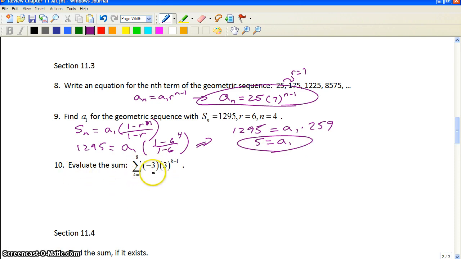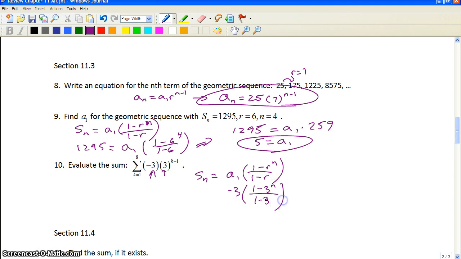Evaluate the sum. Notice it's in summation notation, sigma notation. We start at 1, we go to 8. If we start at 1, and this is a geometric series, which it is, we can use the sum of the first n terms of a geometric sequence. So we can just start cranking this out, put things in we know. That number out there, given the model, that's going to be a sub 1. That number in there is going to be our rate.